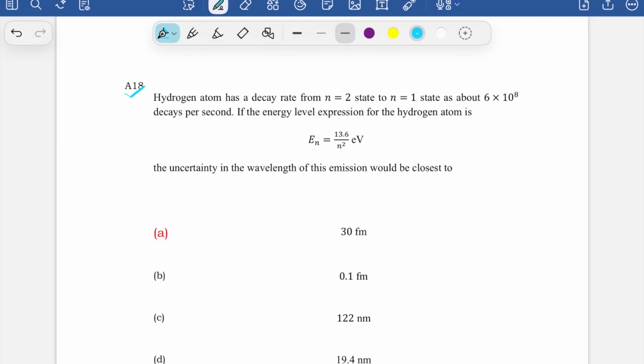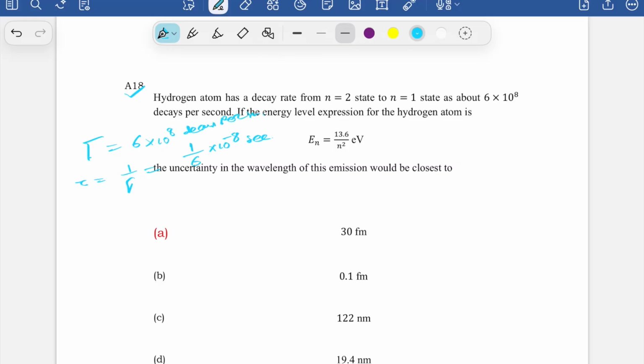Question 18. Hydrogen atom has a decay rate from n is equal to 2 state to n is equal to 1 state. The decay rate is given by 6 into 10 to the power 8 per second, and you can find the lifetime is equal to 1 over the decay rate, which is equal to 1 over 6 into 10 to the power 8, that is 6 into 10 to the power minus 8 second.